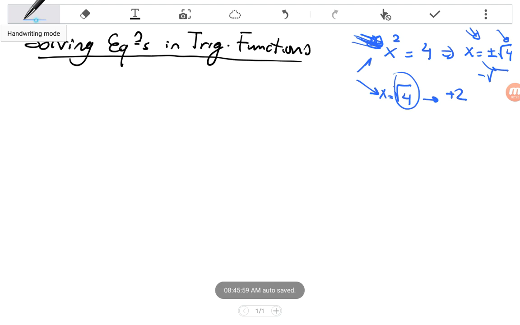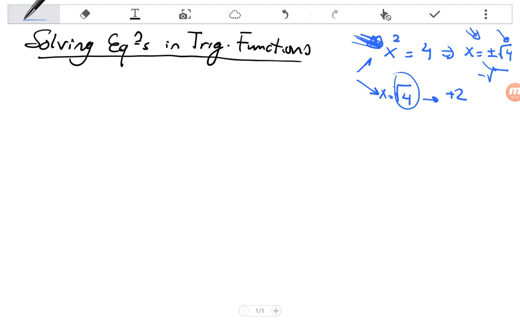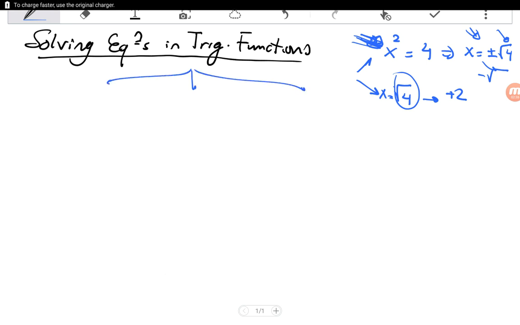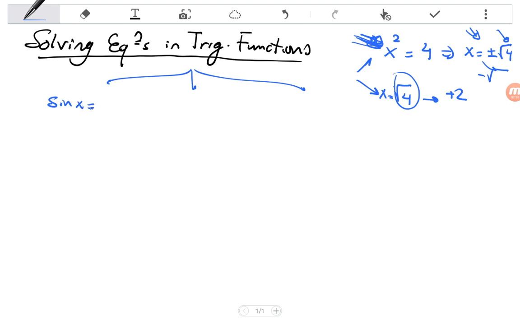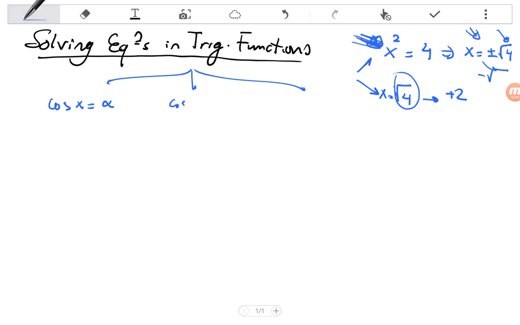And so that is what we will study today about solving equations in trigonometric functions. We will solve three types of equations. We will solve if sine x is equal to a given number, alpha for example, or cosine, let's start with cosine. Cosine x equals some number alpha, or sine x equals some number alpha, or tan x equal to some number alpha. We need to find all solutions.